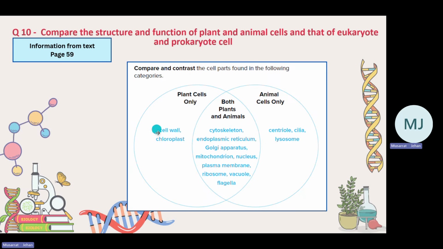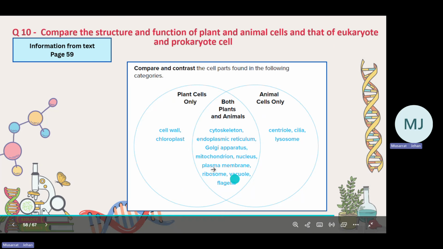So plant cells have a cell wall and chloroplasts. Animal cells have centrioles, cilia, and lysosomes. These are differences between plant cells and animal cells. Both have a cytoskeleton, endoplasmic reticulum, Golgi apparatus, mitochondrion, nucleus, plasma membrane, and ribosome. These are present in both. This is how they are different.